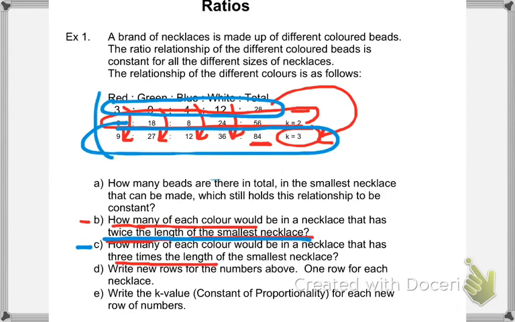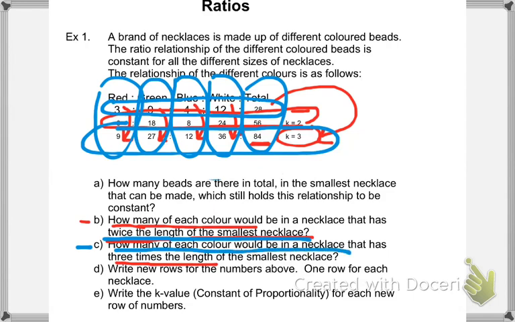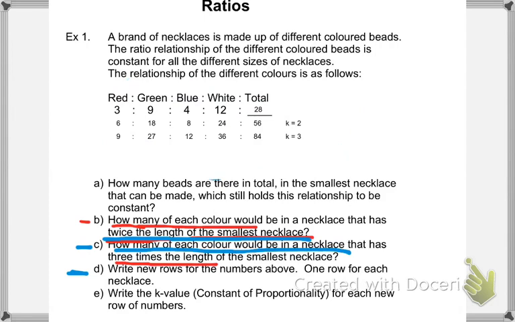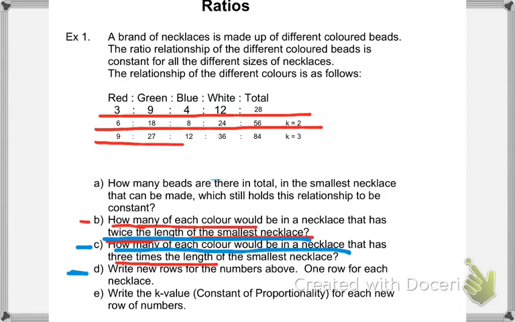And then you'd have 9 red beads, 27 green beads, 12 blue beads, 36 white beads, and 84 total beads is how many of each color would be in a necklace that has 3 times the length of the smallest necklace. Part D says, in case you haven't already done this, because it didn't specifically tell you to, write the new rows for the numbers above, 1 row for each necklace. So let's erase this again. So now we have 1 row for the smallest necklace. This is a row for the necklace that's twice as long, and this is a row for the necklace that's 3 times as long.